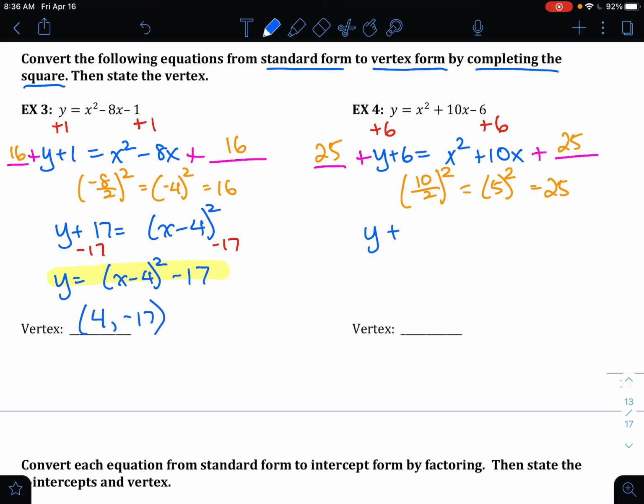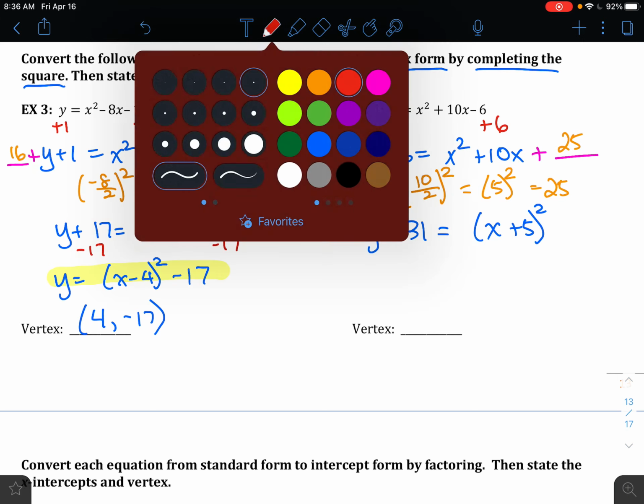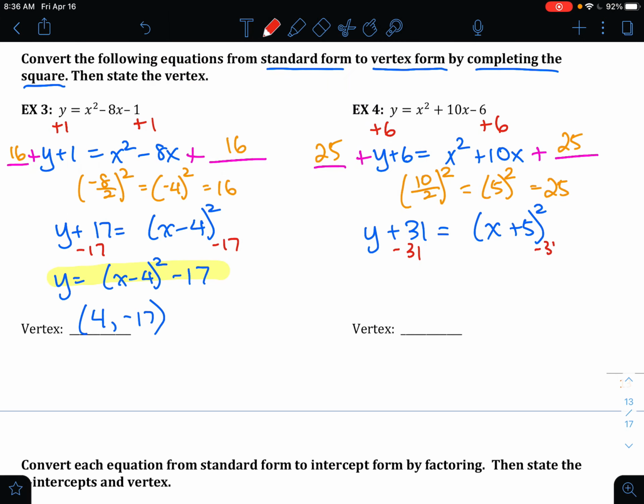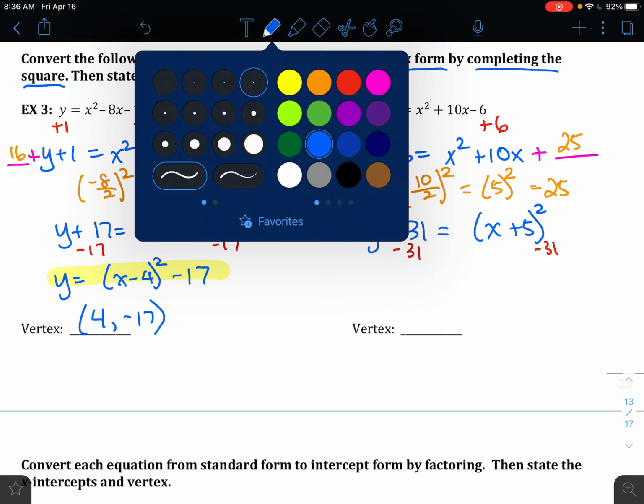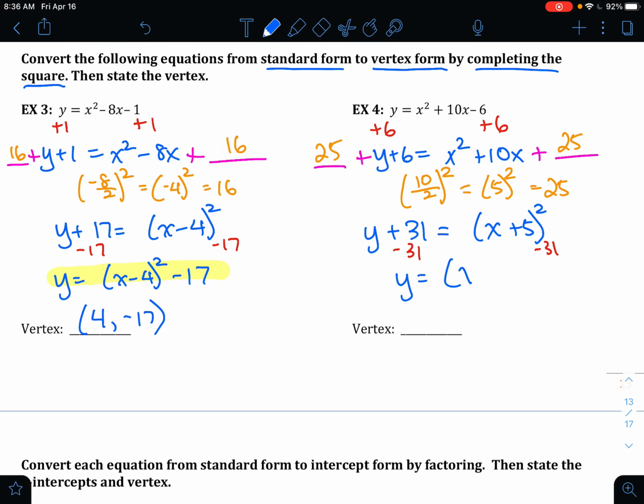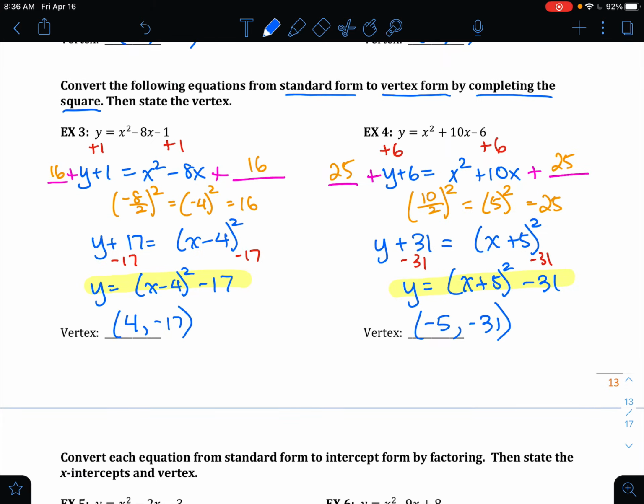Let's see, y plus 31. And then I'm going to move the 31 over. Okay, there's your vertex form. And then my vertex is going to be negative 5, negative 31. Okay, so that is going from standard to vertex.